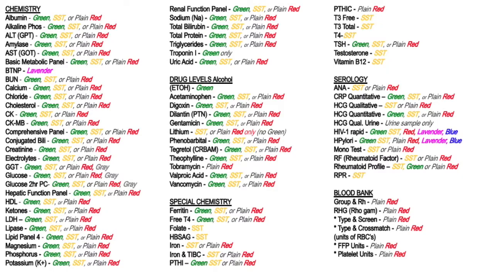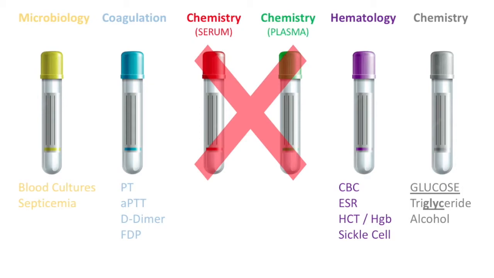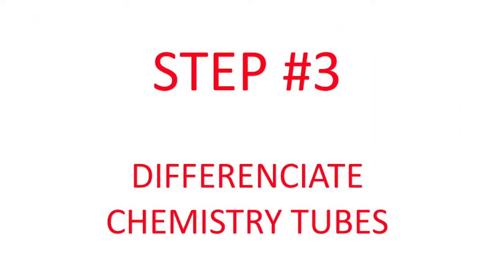Who knows what digoxin is? Have you ever heard of rheumatoid profile? Maybe, but you know that it doesn't belong into a yellow, light blue, lavender, or gray tube. It belongs to a chemistry tube. So our step 3 here is to differentiate between the chemistry tubes.